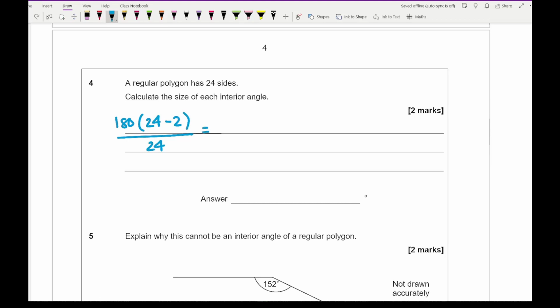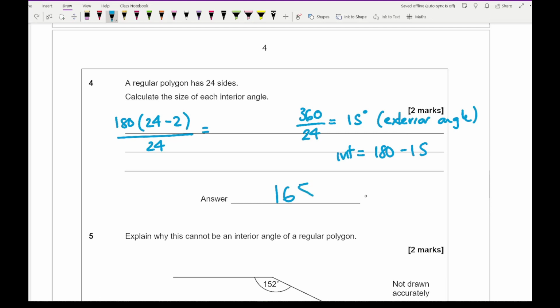Alternatively, what you could also do is 360 divided by 24, and that gives me an answer of 15, and that's the size of an exterior angle. So then to work out the interior angle, it's going to be 180 minus 15, and either calculation will give me the correct answer of 165.